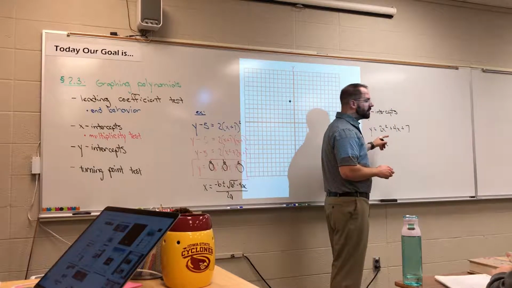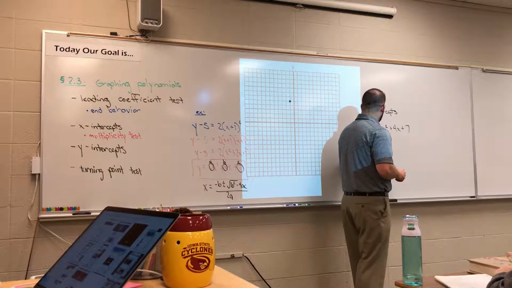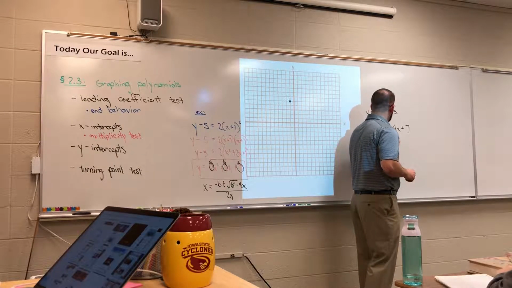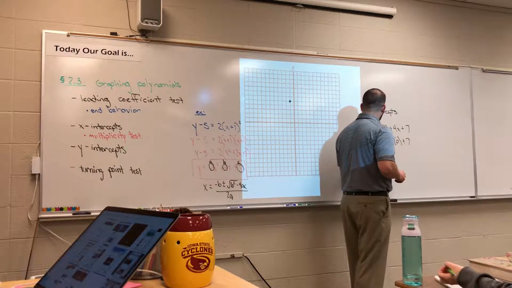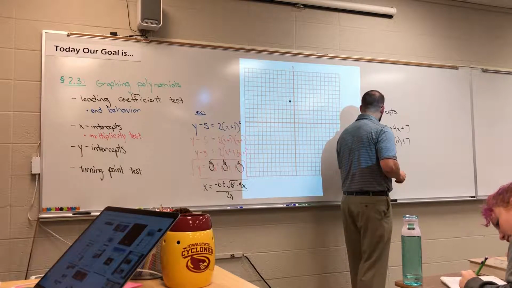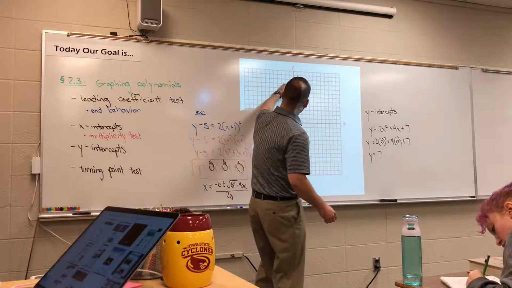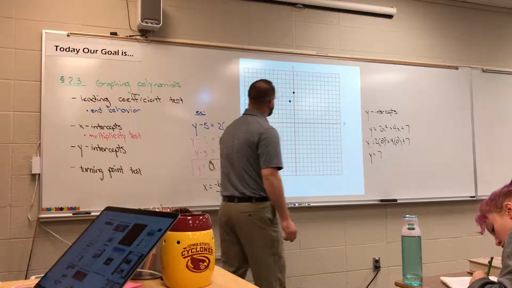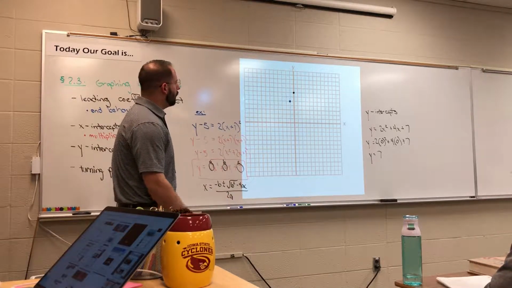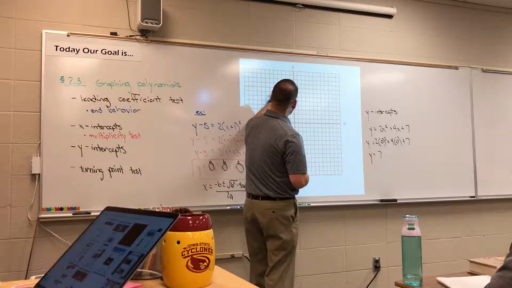If I want to find the y-intercept here, the y-intercept is where you make all the x's zero. It's 7. The quickest way to do that is you get rid of anything that has x's on it, and the answer is 7. So I know I'm going to hit 7 on the y-axis. And then, since it's a quadratic, it's symmetrical.